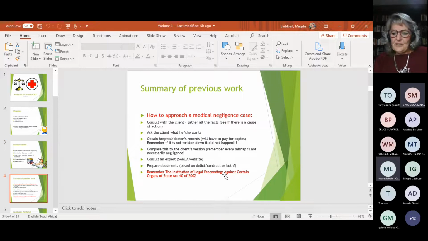Okay, so just a short summary of what we basically did last time: how to approach a medical negligence case. I said to you, you consult with your client and you gather all the facts. Remember, I stressed that patients sometimes remember selectively and they might not give you all the facts. So make sure, ask questions, try to get as many facts as possible. In your mind, you test the requirements of a delict. You determine whether there's a cause of action.